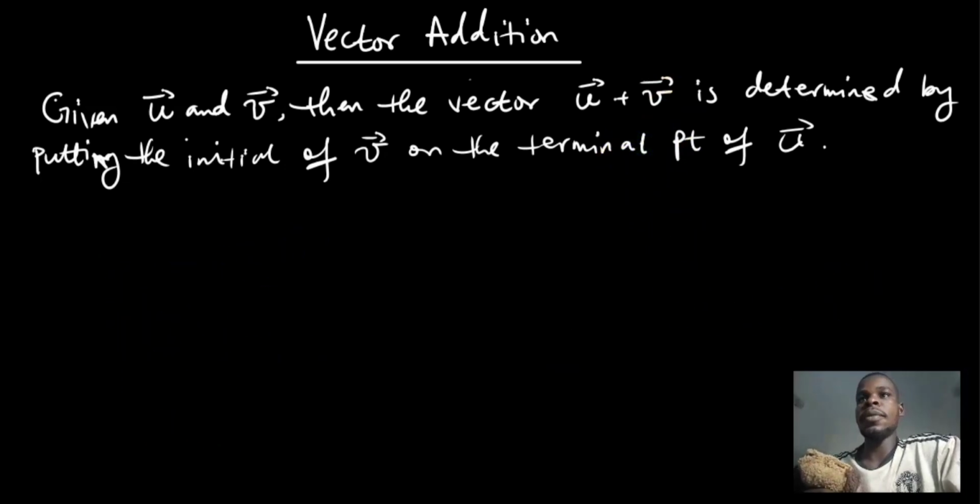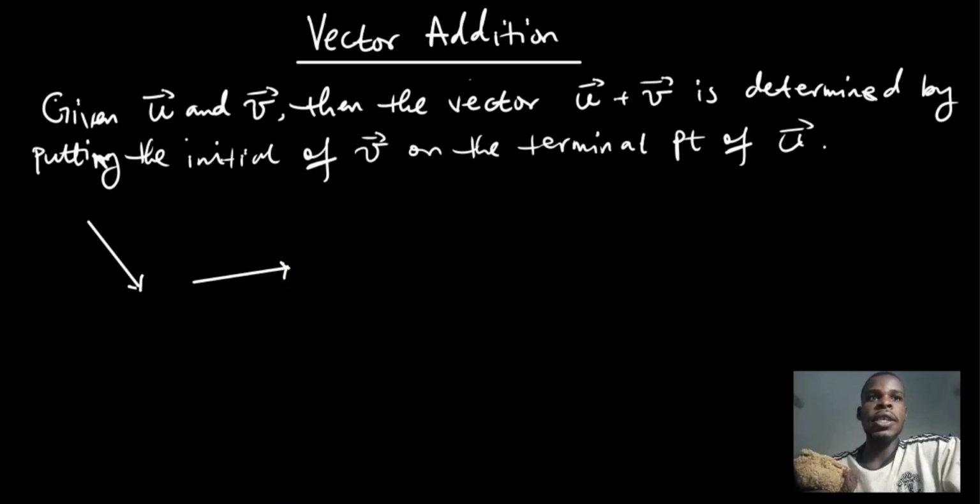So let's just illustrate what we are saying right here. So let's say this is vector u. It's pointing in this direction, which means this is its initial point, and this is the terminal point. Let's say we have vector v like this. Okay, let's say it's a little less steep, pointing in that direction. So you want to find out what the sum of these two vectors will be.